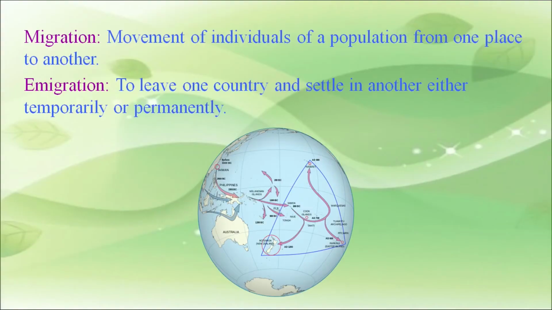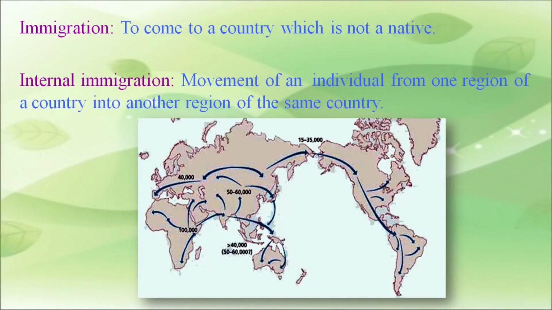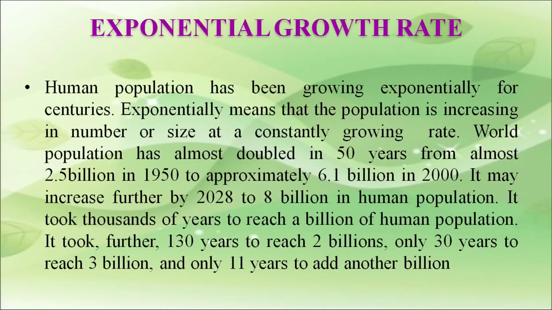Now come to migration and immigration. Movement of individuals of a population from one place to another is migration. Immigration is to leave one country and settle in another, either temporarily or permanently. Next is internal migration, the movement of an individual from one region of a country into another region of the same country. Human population has been growing exponentially for centuries.